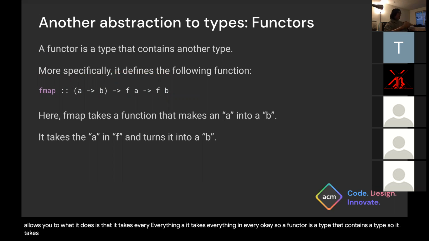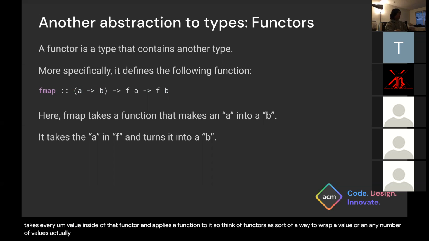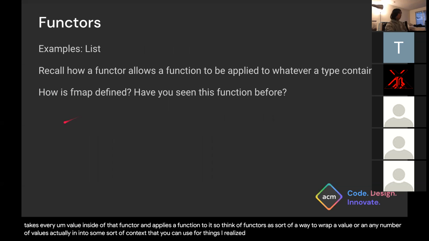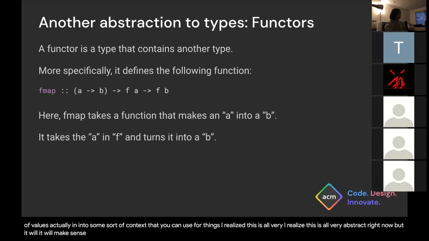So it takes every value inside of that functor and applies a function to it. Think of functors as a way to wrap a value, or any number of values actually, into some sort of context that you can use for things. I realize this is all very abstract right now, but it will make sense, I swear.